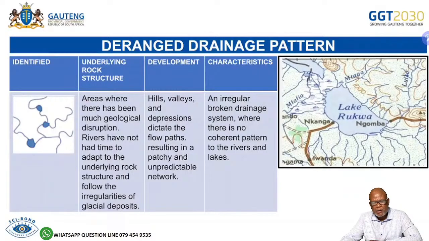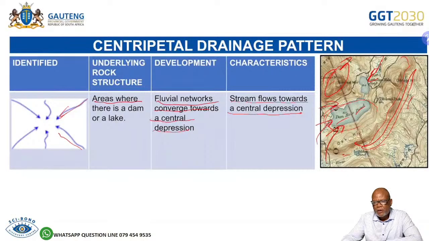Now here is another pattern that looks more or less like this one. But this one, you can see, where do you find it? Centripetal pattern. You find it in a higher lying area, where streams are flowing from a higher lying area into a lower lying area, like into a dam or into a lake or into a pond.